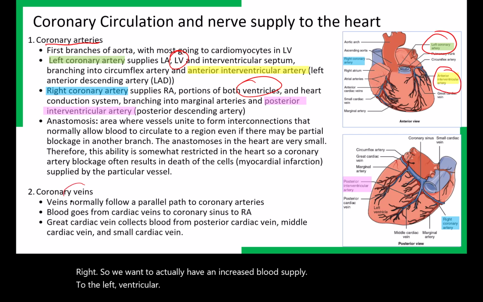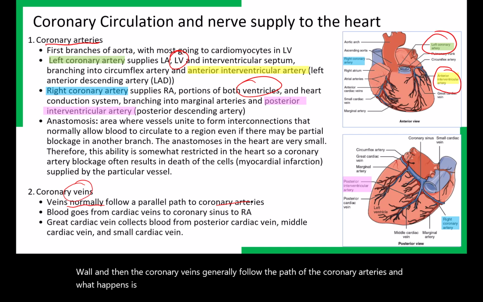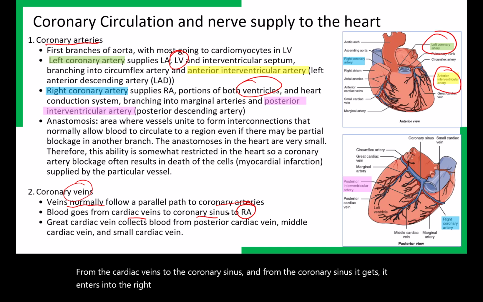And then the coronary veins generally follow the path of the coronary arteries. And what happens is blood is collected from various different chambers of the heart. It gets collected from the cardiac veins to the coronary sinus. And from the coronary sinus, it enters into the right atrium in order for it to go into the pulmonary circulation to be oxygenated.